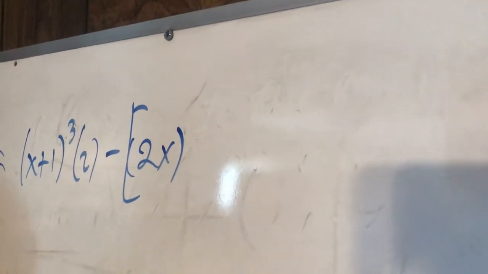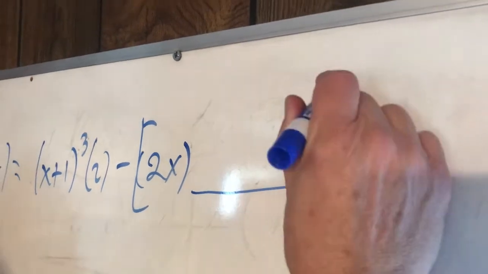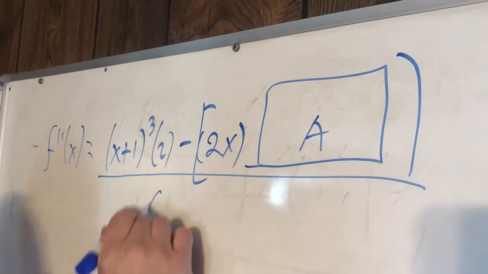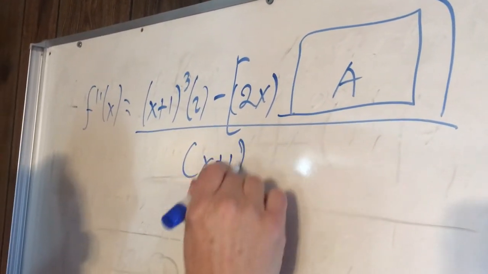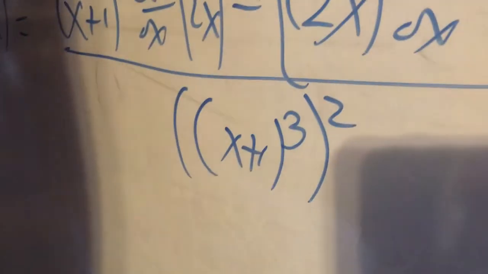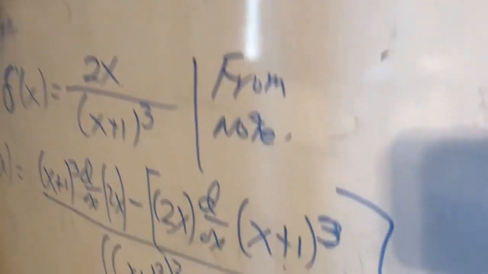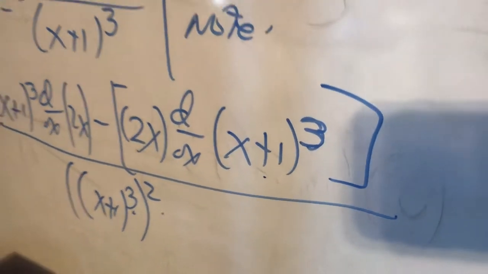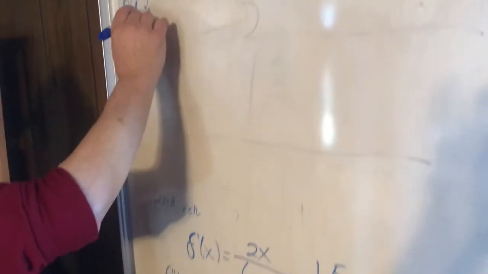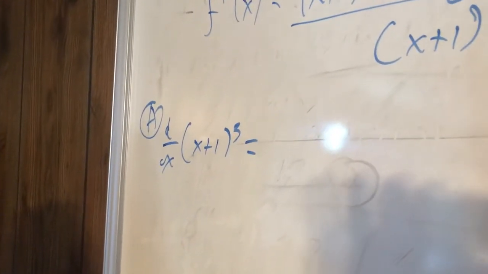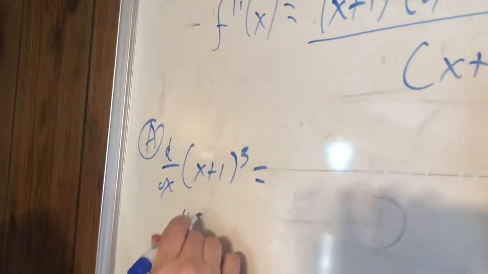Now, let's call the chain rule A here. I'm going to bring it out, and it's going to be divided by x plus 1 squared to the third, which is going to be the sixth. Notice 2 times 3 is 6. So let's look at x plus 1 to the third. So the derivative, this is A, I call this A, of x plus 1 to the third. Okay, I'm going to let u equal x plus 1.